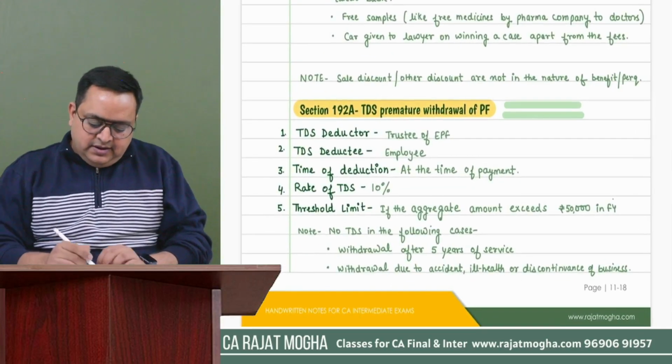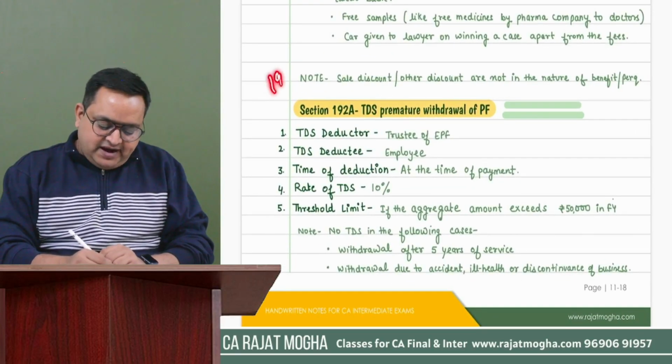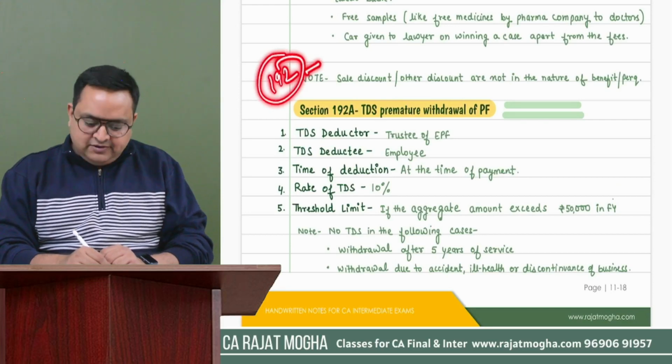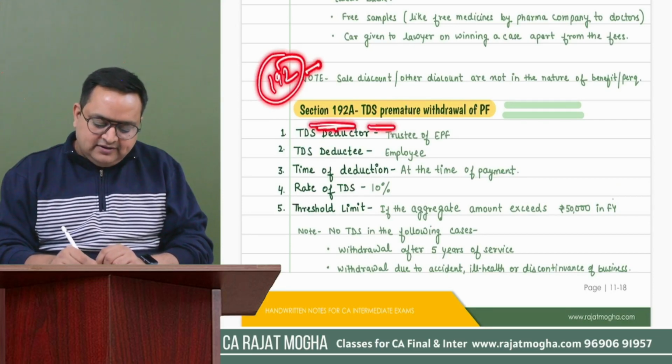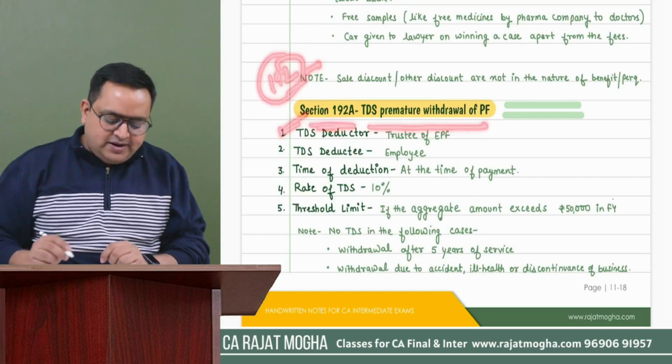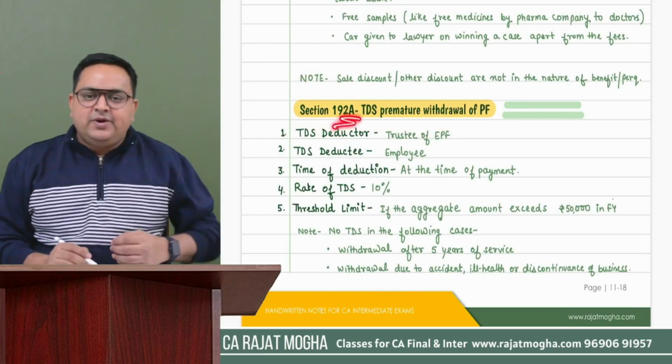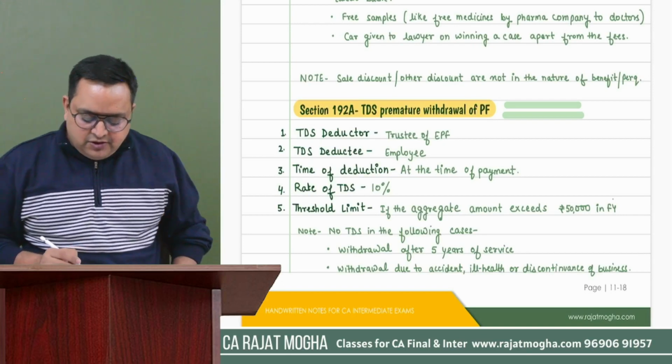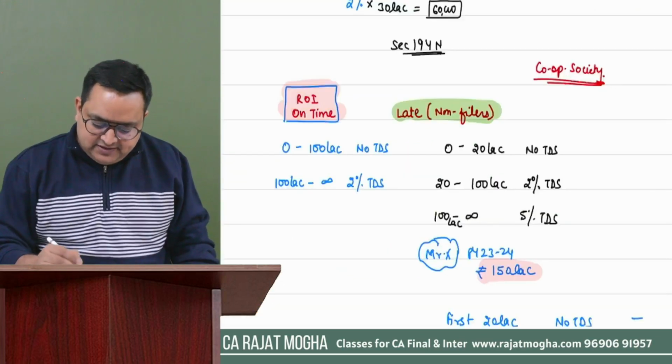Okay. So there is Section 192, TDS on salary, which I have to cover, and 192A, TDS on premature withdrawal of PF. Let us complete this, then I'll come to 192. Section 192A, TDS on premature withdrawal of provident fund. Let's understand.